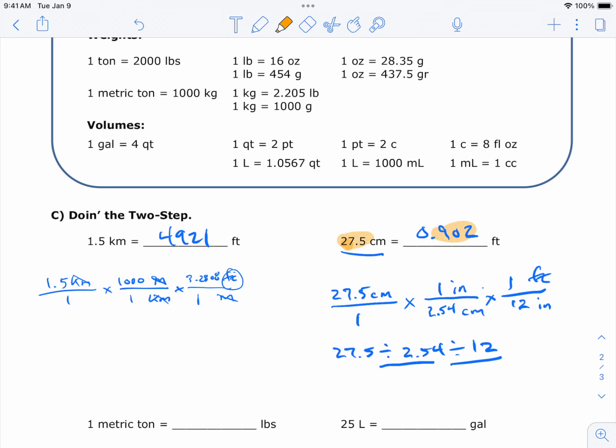See how that has 3 digits? That's why I'm given 3 digits here as well. I figure if this is worth 3 digits, my answer should be worth at least 3 digits. So that's just a side note there.